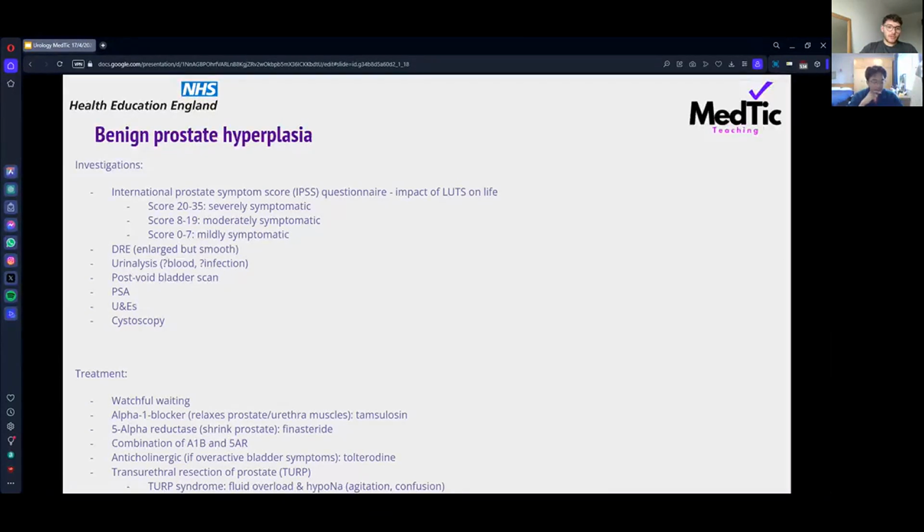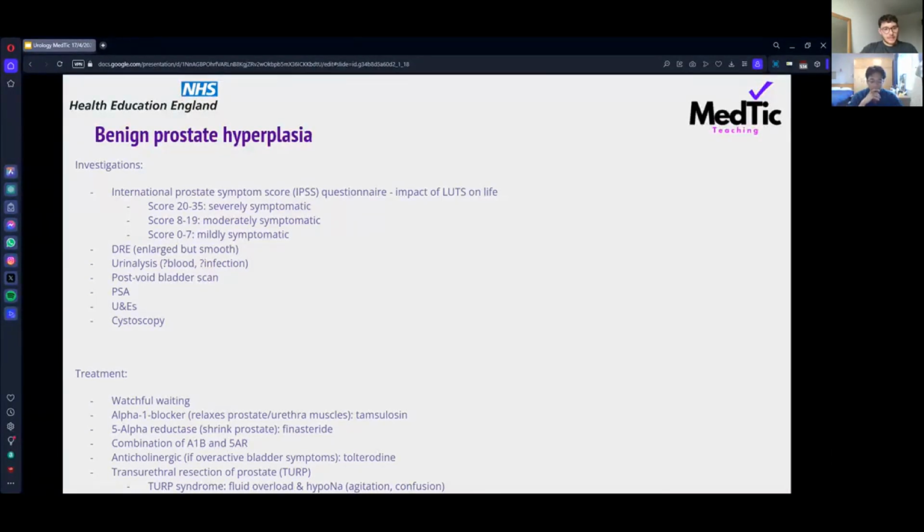PSA would be more like a screening test, and it's non-specific, but if it's raised, it's quite sensitive to prostate cancer. There are different causes of a raised PSA, but if you have prostate cancer, it would most likely be raised. So it's more of a screening test, and you would want to counsel patients when you're taking that.